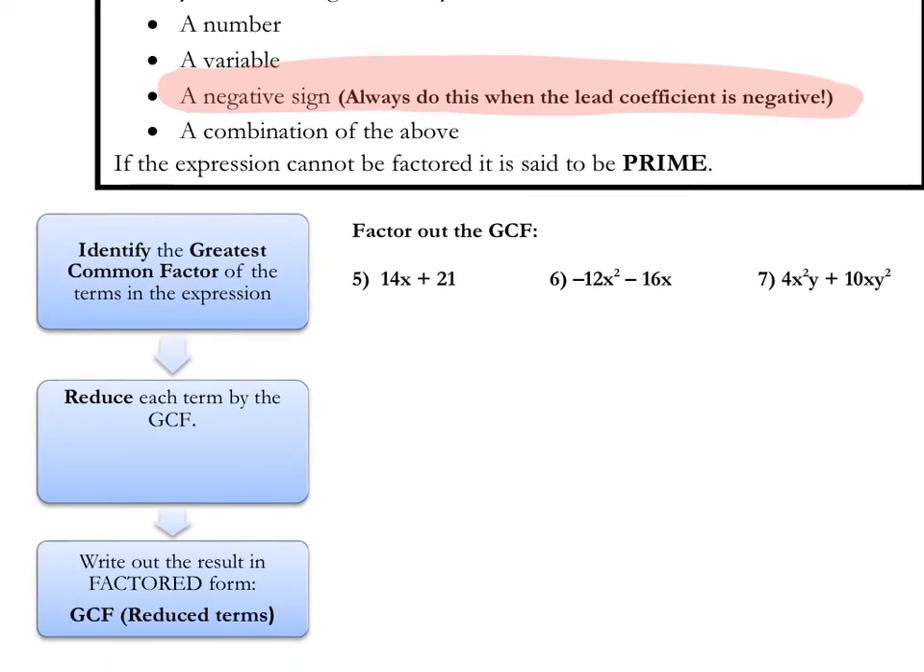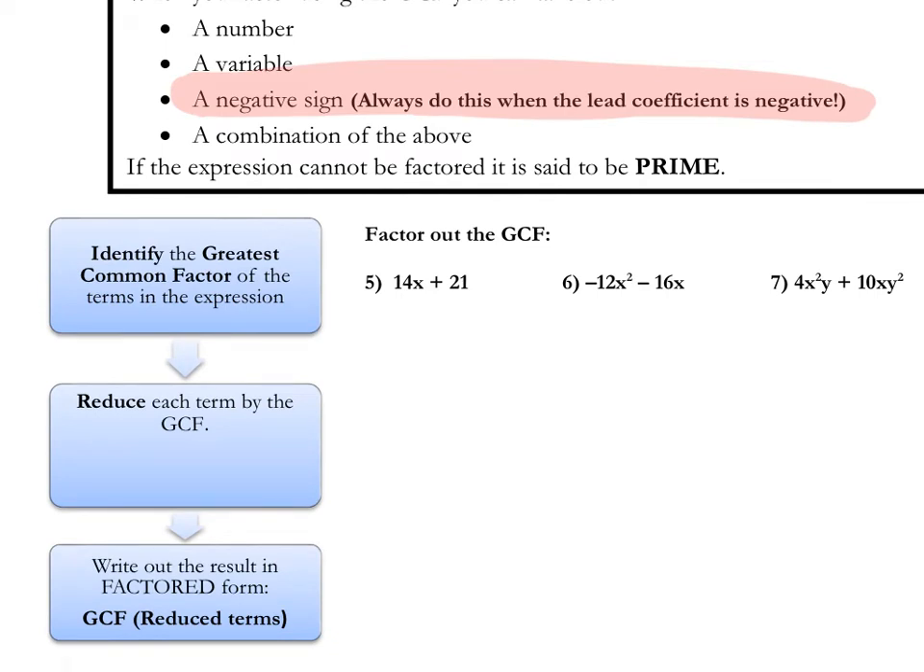Okay, so step number 1, identify the greatest common factor. Well, the greatest common factor of the coefficients would be 7. The variables do not have a greatest common factor. So I take out a 7 out of each term. Make sure you put the GCF on the outside, so you get 2x plus 3. So what we did was we found the GCF, took 14 divided by 7, 21 divided by 7. Make sure that you include the GCF on the outside.